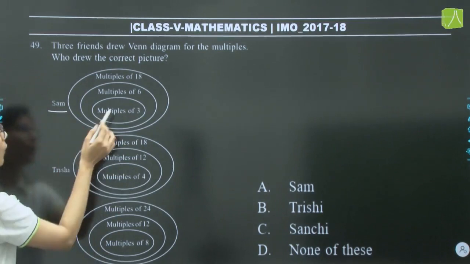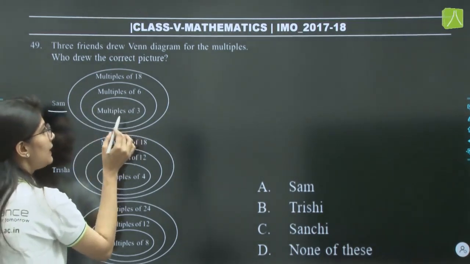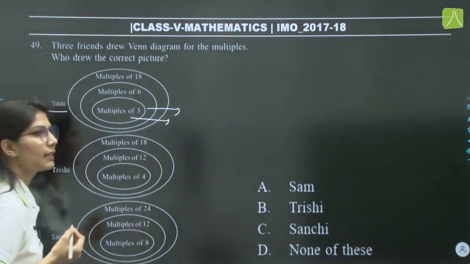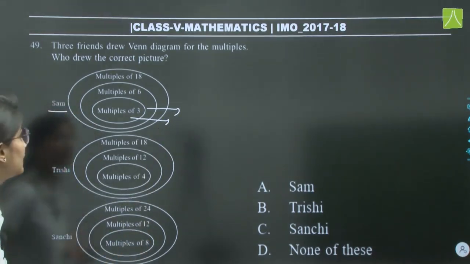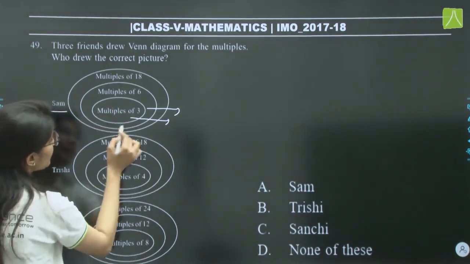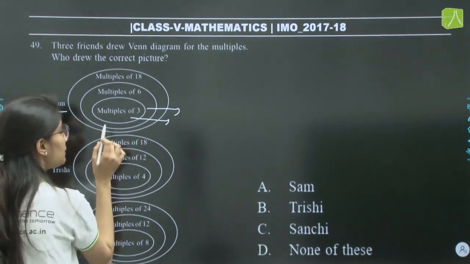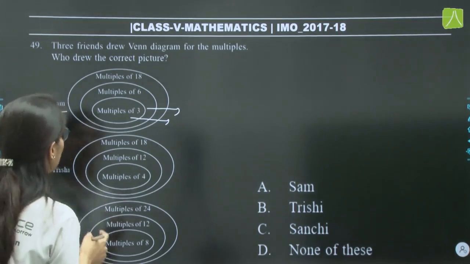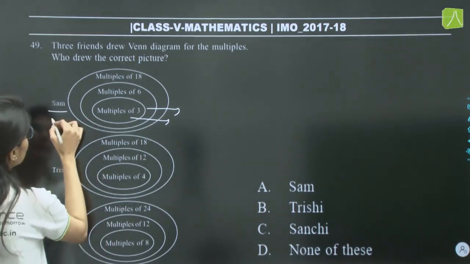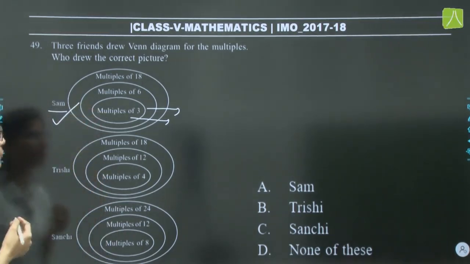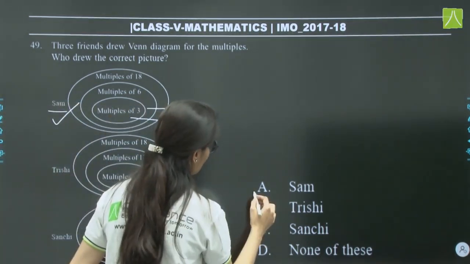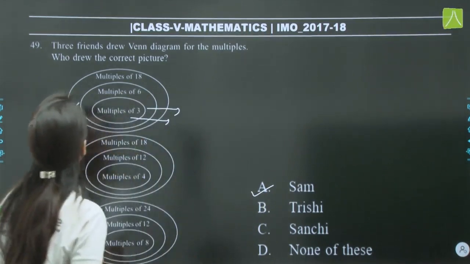If you check, all the multiples of 18 will definitely be multiples of 6 and 3, because 3 and 6 are factors of 18. And all the multiples of 6 will be multiples of 3 also, because 3 is a factor of 6. So that's why option A, Sam, drew the right diagram. You don't need to check the other options again. We got the answer in the first one. So the answer is option A, Sam.